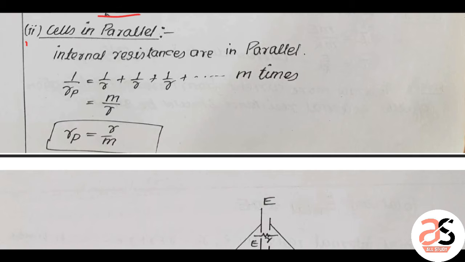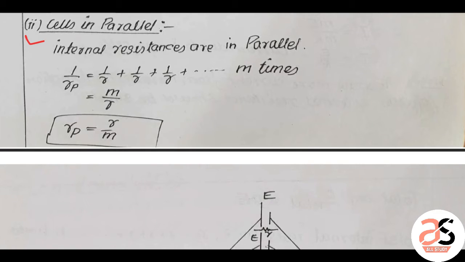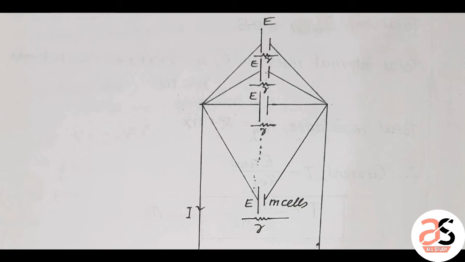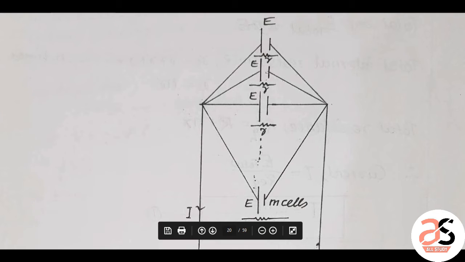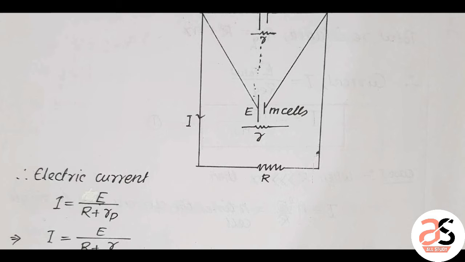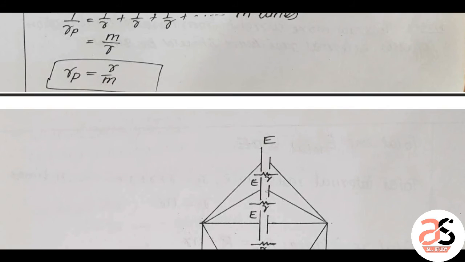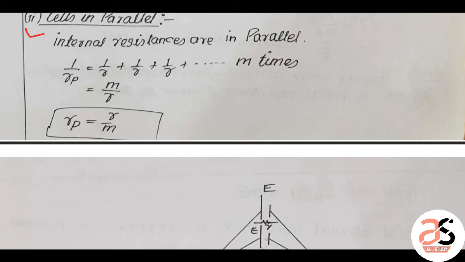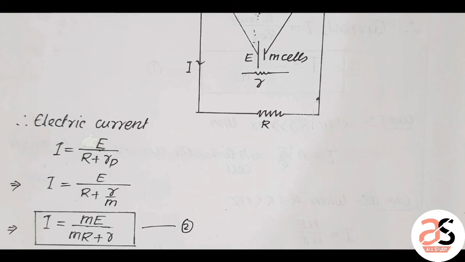Now cells in parallel connection. Let us see this diagram. M number of cells are connected in parallel. They all have internal resistance small r, the current flowing is capital I, and the external resistance is capital R. Here the total internal resistance will be parallel: 1 by r plus 1 by r plus 1 by r, which is M times 1 by r. So the internal resistance of the parallel connection will be r by M.